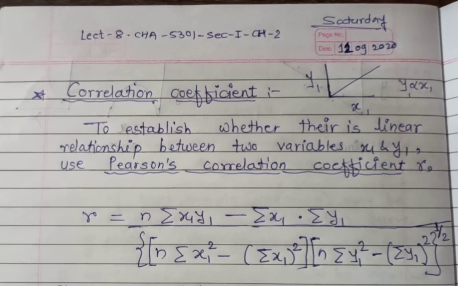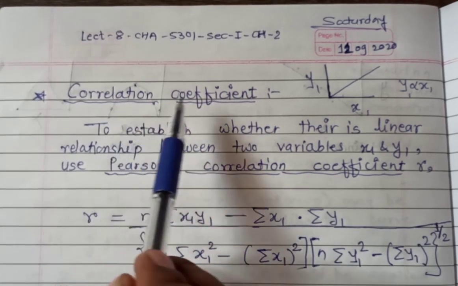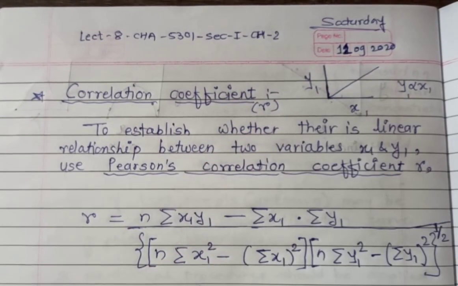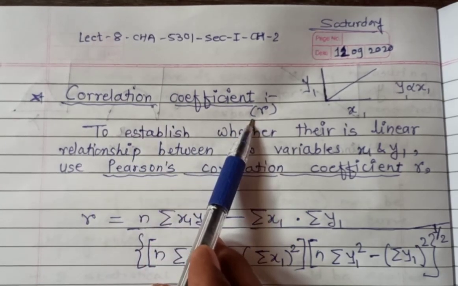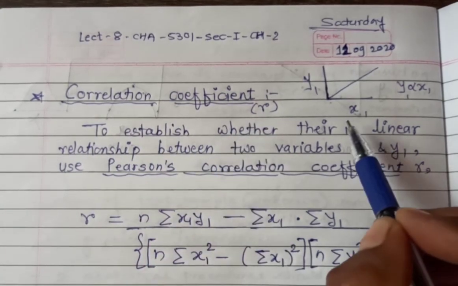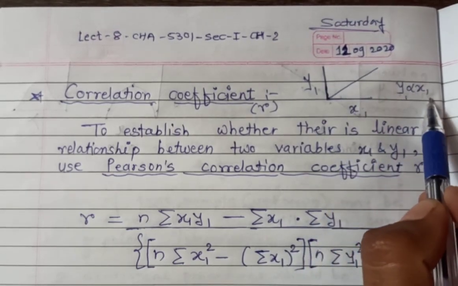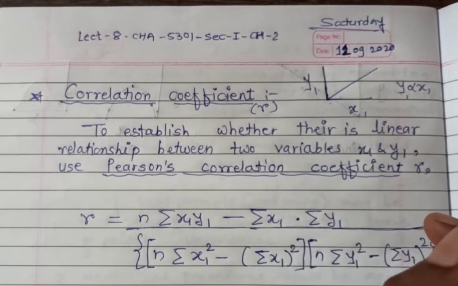Hello students, today we are going to learn a term, correlation coefficient, and it is denoted by small r. Here, the correlation coefficient gives us the idea about the linear relationship between y and x. That means y is directly proportional to x. As we increase x, then obviously y will increase.